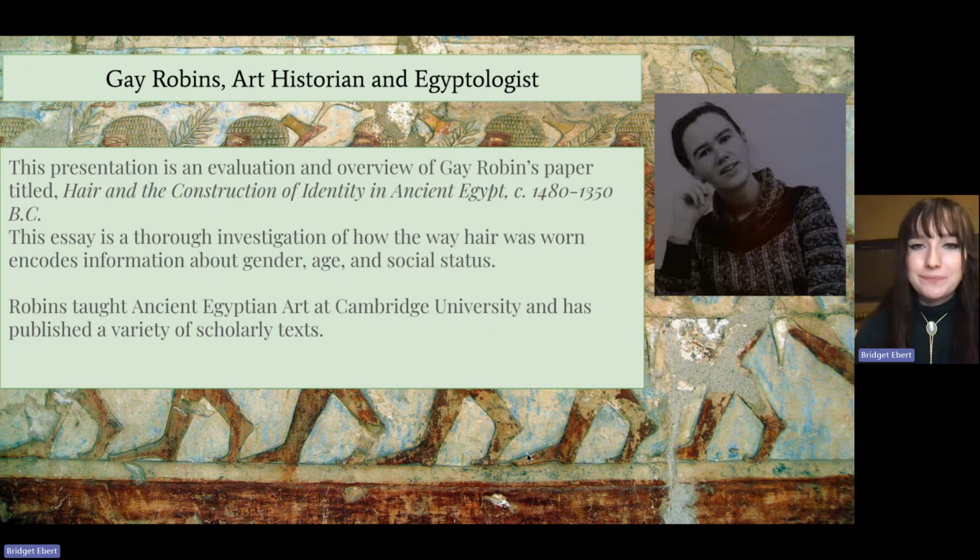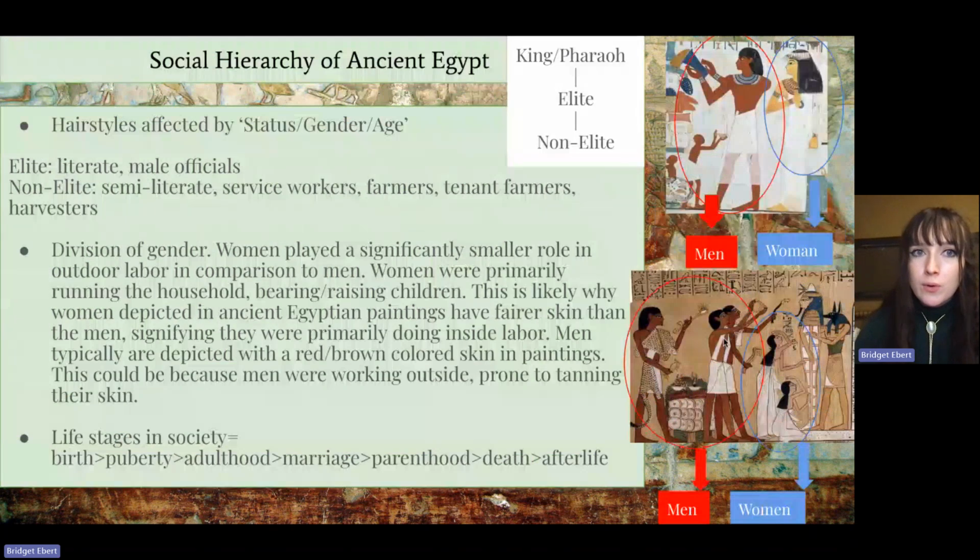All right. So a quick overview on the social hierarchy of ancient Egypt. At the top, we have the king or the pharaoh. Below that is the elite, and on the bottom is the non-elite. And hairstyles were affected by status, gender, and age. So the elite consists of literate people and male officials. The non-elite is semi-literate or non-literate service workers, farmers, tenant farmers, and harvesters.